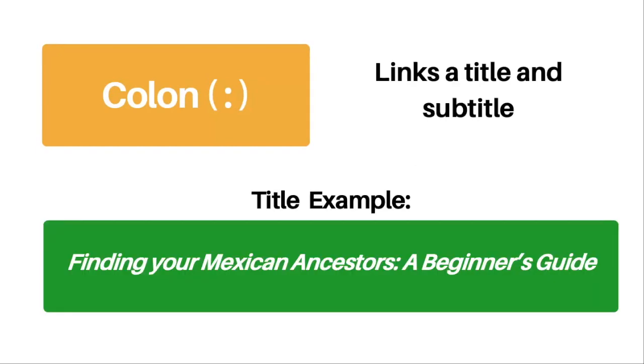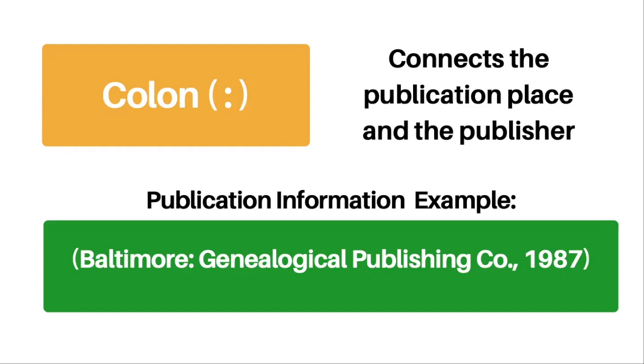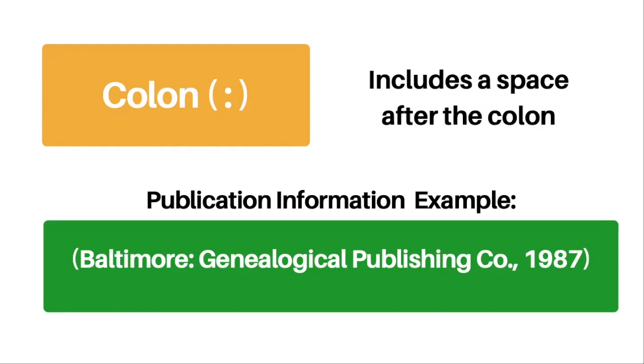In this example, Finding Your Mexican Ancestors, colon, and then the subtitle, A Beginner's Guide. A colon also connects the publication place and the publisher. Here's an example. We have the place of publication is Baltimore, and then we have a colon and the publishing company's name. Remember to include that space after the colon.